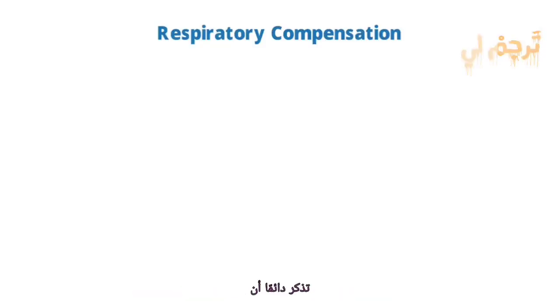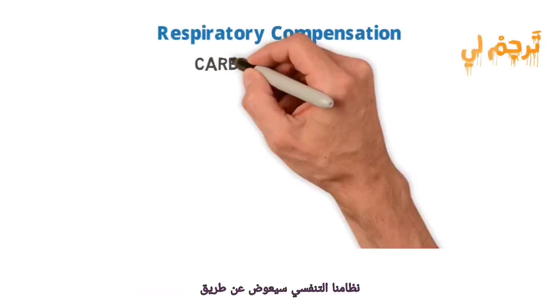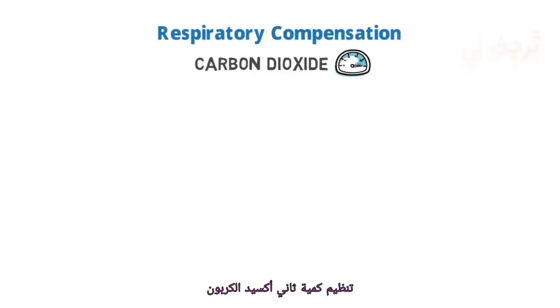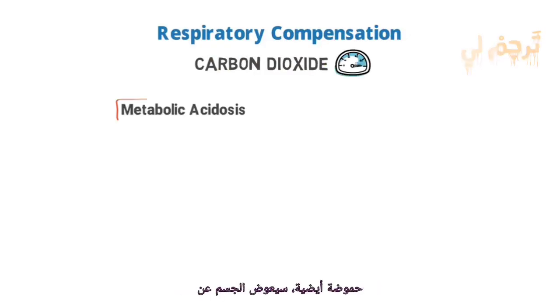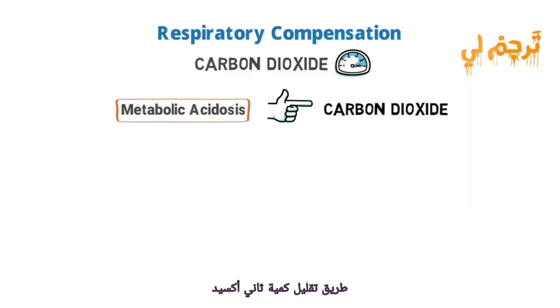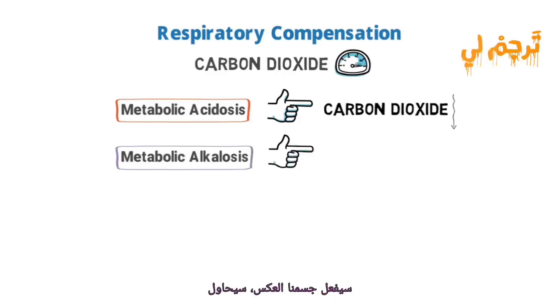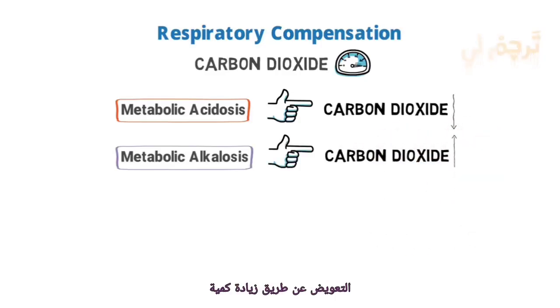When we have a metabolic problem, always remember that our respiratory system will compensate by regulating the amount of carbon dioxide in the blood. For example, when we have metabolic acidosis, the body will compensate by decreasing the amount of carbon dioxide. Carbon dioxide is associated with acidity, so when the body detects that there is acidosis, it will try to compensate by decreasing the amount of carbon dioxide in our system. When we have metabolic alkalosis, our body will do the opposite. It will try to compensate by increasing the amount of carbon dioxide in our system.